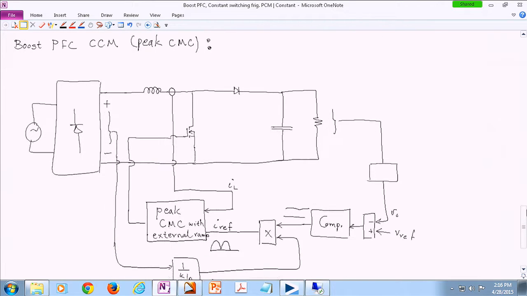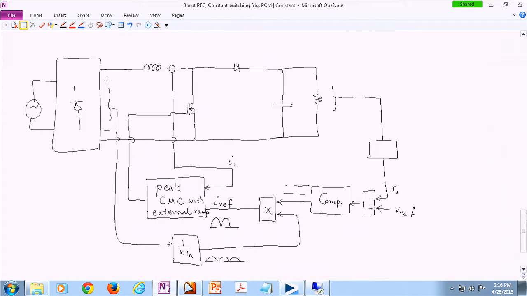The other alternative is going to the continuous conduction mode. In other words, force the current of the inductor to follow a particular pattern using a current mode control technique, for instance, peak current mode control, and that pattern is basically proportional to the input voltage. So this would be the overall diagram. You have your AC source, you rectify it using a bridge of diodes, and then you have this boost topology.